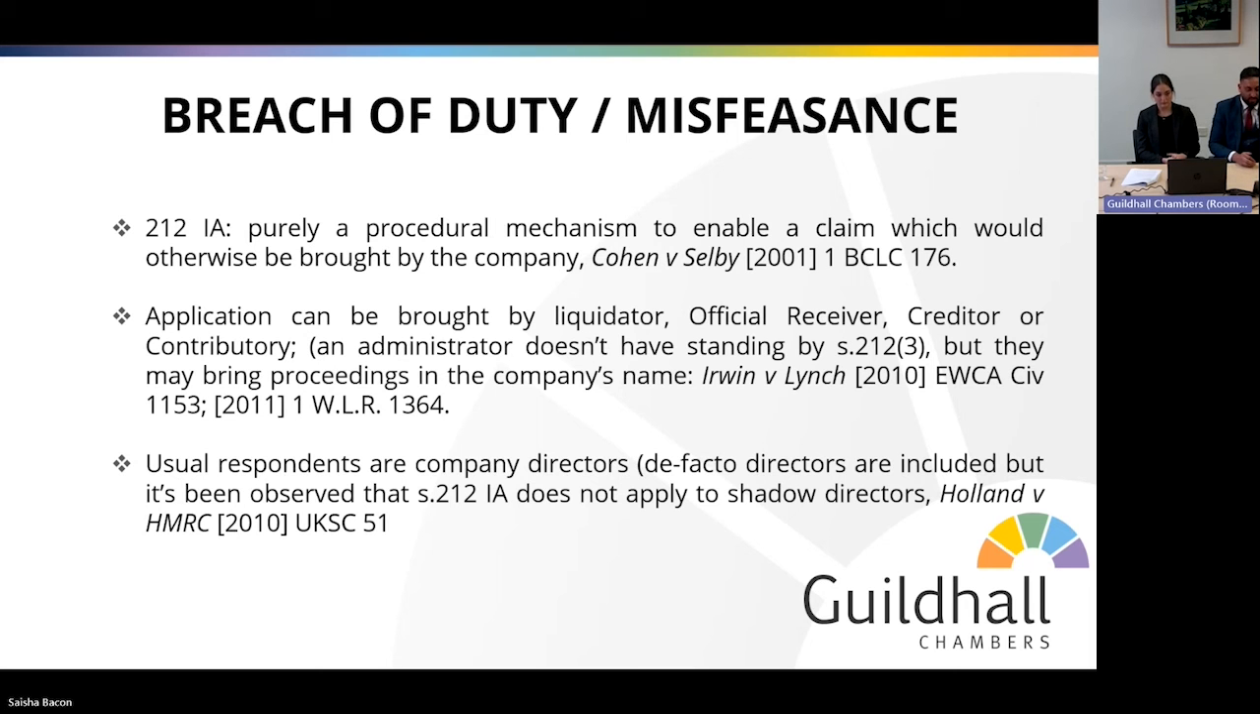So we come now to breach of duty and misfeasance. Now, these are claims which are typically brought under Section 212. Section 212 is not a cause of action in and of itself. It is simply a procedural mechanism that enables a claim to be brought that would otherwise be brought by the company. It's an application which can be brought by a liquidator, an official receiver, a creditor, or a contributory. And the usual respondents are company directors.